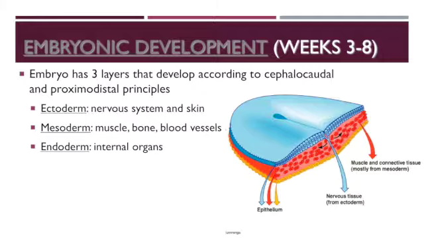Your three layers are the ectoderm, mesoderm, and the endoderm. Your ectoderm is your nervous system and skin, which you can see in blue. Your mesoderm is your muscle, bones, and blood vessels, which is in the middle. And then your endoderm will become your internal organs.